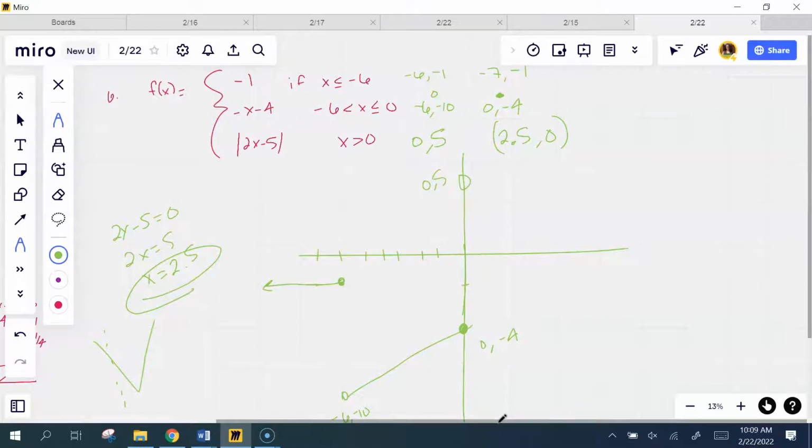2.5, so 1, 2, 2.5, 0. There's the vertex. But I need all the rest of this graph on the other side, right? It doesn't keep going down. That's the point where it flips up.